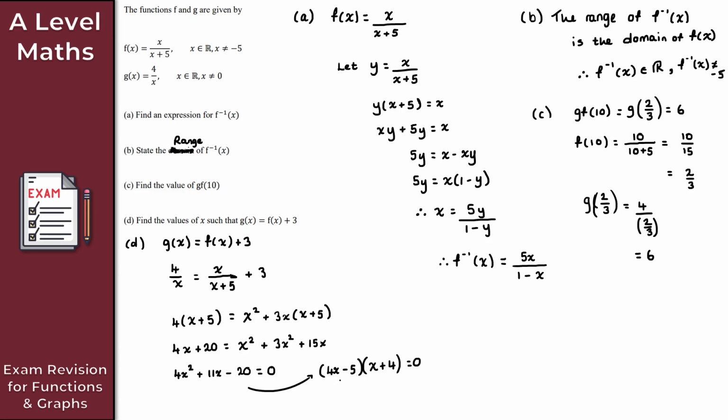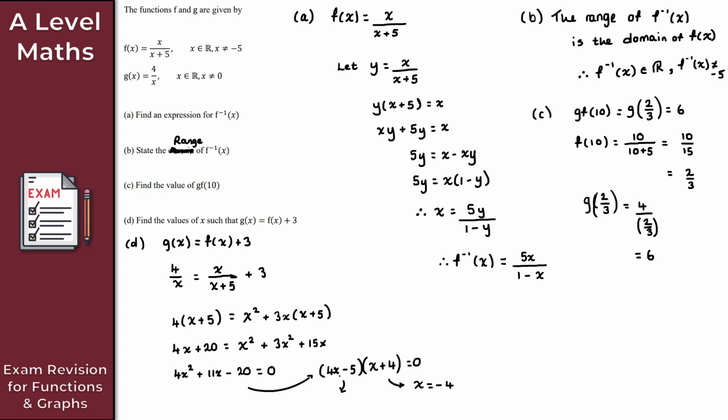And at this point here, we obtain two solutions. So this solution here, nice and straightforward, right? So x plus 4 is equal to 0. In that case, then x is equal to minus 4. Nice and straightforward there.